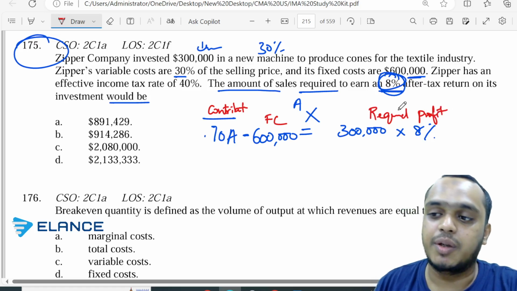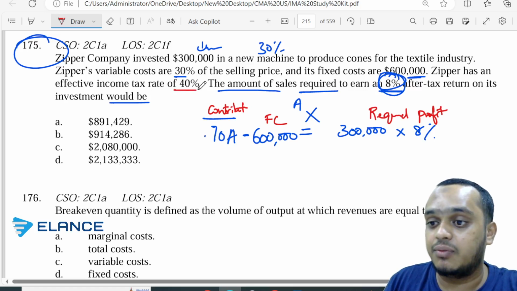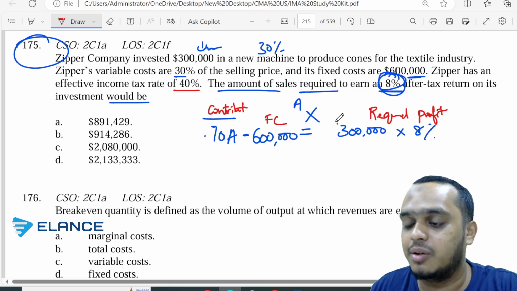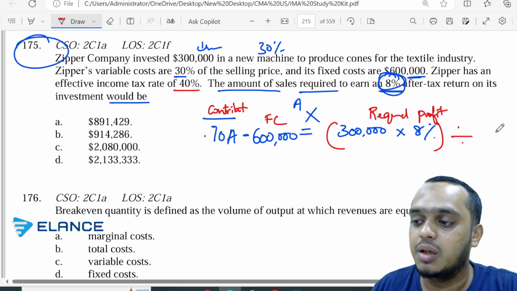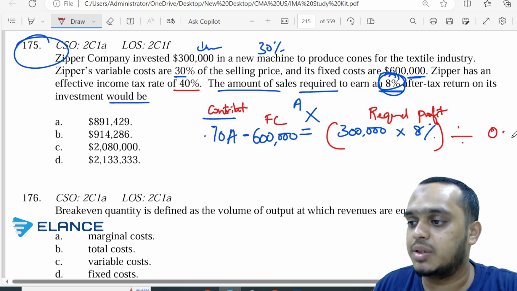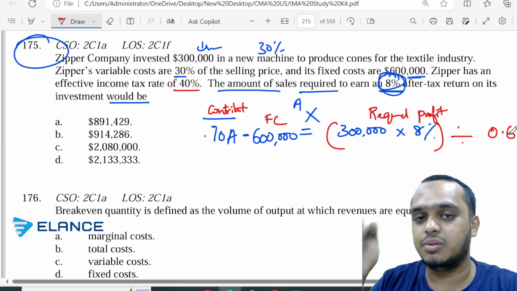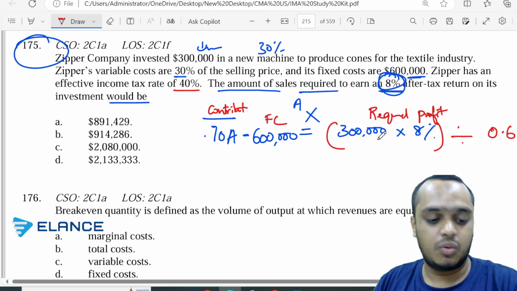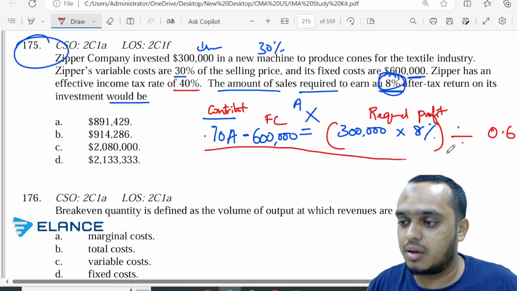And also there's one more thing, I need to get it after tax of 40%. Now when it is after tax of 40%, what do I need to do? I need to divide it by 0.6. Basically 1 minus tax rate of 40% is 60%, so it is 0.6. Let me just take up a calculator. I hope this equation is fine with you guys.